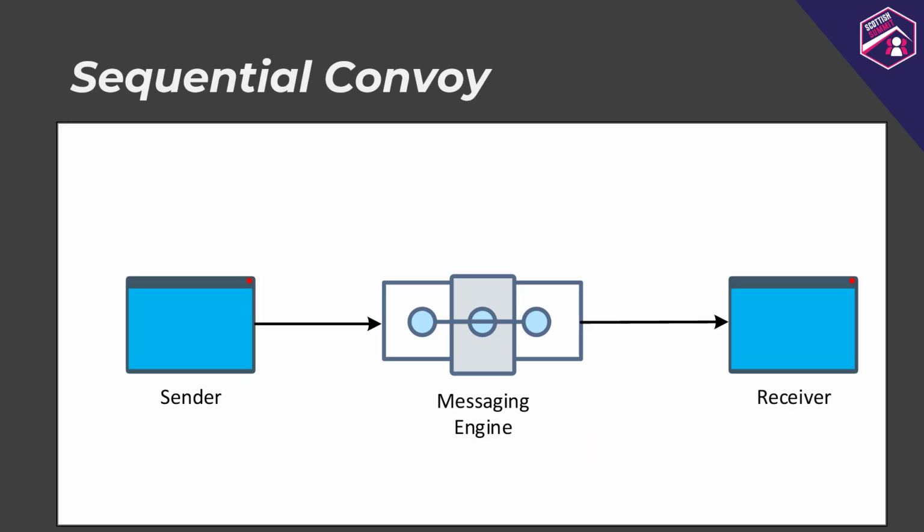The last pattern that we're going to be talking about is the Sequential Convoy, and after that we can go and have a little demo on this one. So in the Sequential Convoy, the idea is that multiple messages are arriving, and those messages are related between themselves. For example, A1, A2, and A3 need to be processed in sequence because they are related, and B1, B2, and B3 also need to be processed in sequence because they have some kind of relationship.